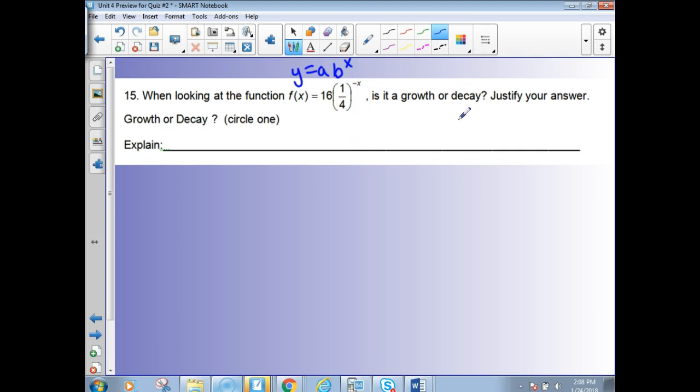So you want to justify your answer, and here's what I'm expecting. Anything less tomorrow, I'm going to take off. A lot of you wrote, it's growth because the exponent's negative. And I said, no, that's not right, because it depends on this b value, whether it's growth or decay. Okay? So, what is this one?